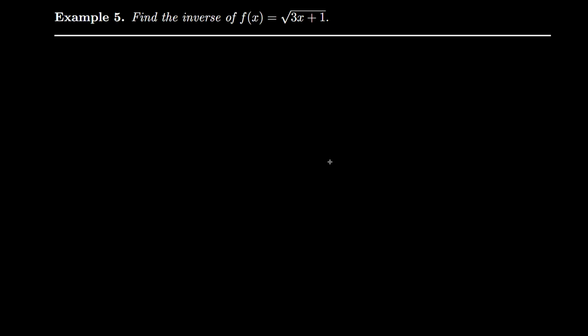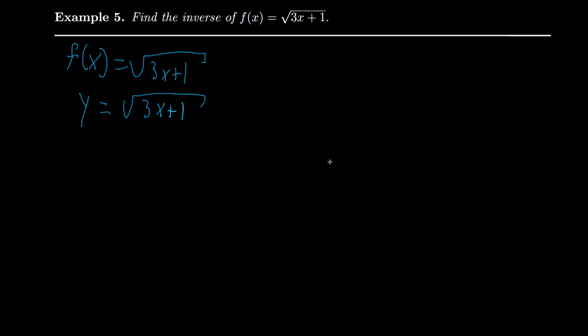A little note about x squared here in a second that I'll talk about, but let's find the inverse of this first. This is a little bit harder, but we do the exact same thing. So we write it again. f of x equals the square root of 3x plus 1. Okay. So we change our f of x to a y, and we write 3x plus 1 under the square root. And then we switch x's and y's. x equals the square root of 3y plus 1.